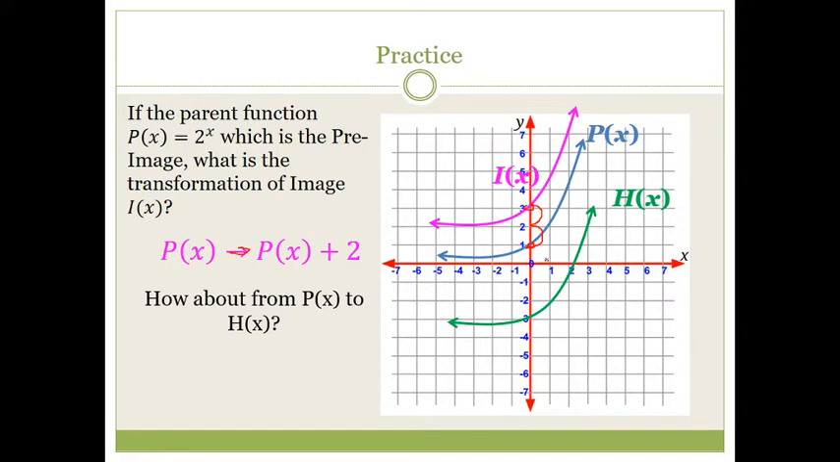Well, I can see here that a vertical translation has happened. I'm looking at the y-intercept and I see that it's shifted down 1, 2, 3, 4 times. So the new mapping statement is P of x is mapped to P of x minus 4.